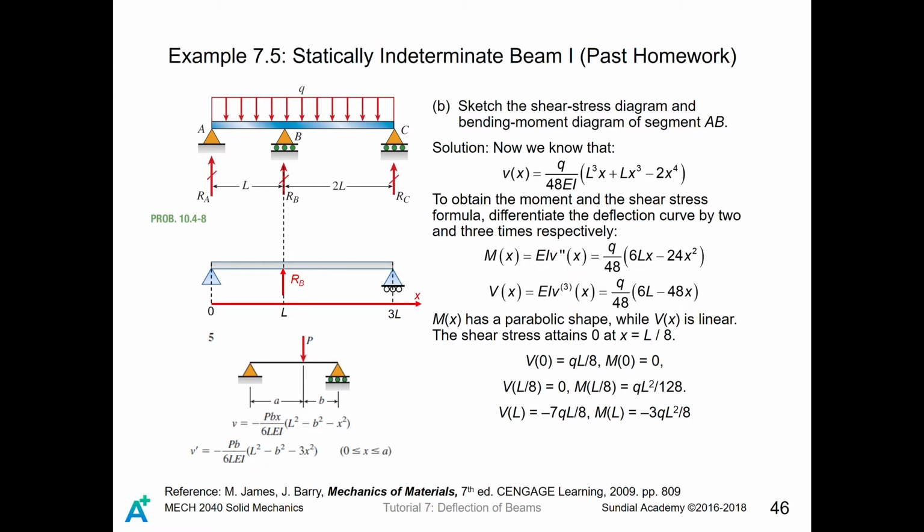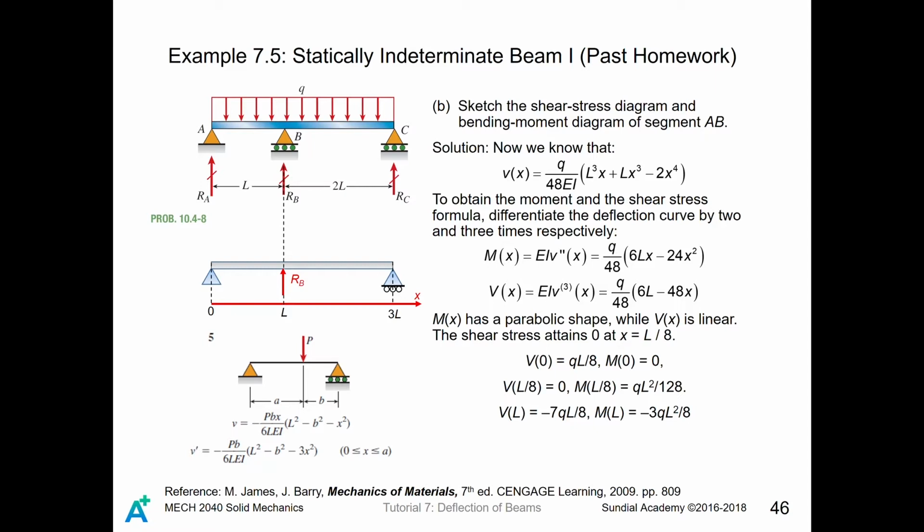Okay, so the moment after differentiating this, with the EI in front of it, is given by Q divided by 48 times 6Lx minus 24x squared, and for the shear force it is a linear relationship, which is Q divided by 48 times 6L minus 48x. So as you can see, M(x), this one is a constant, and inside the bracket it is a parabola.